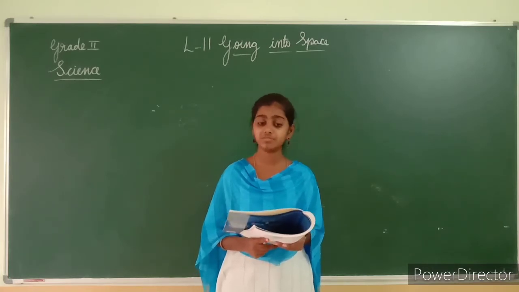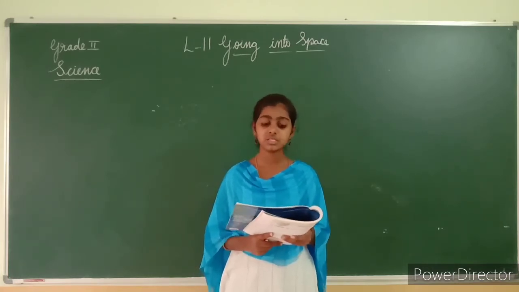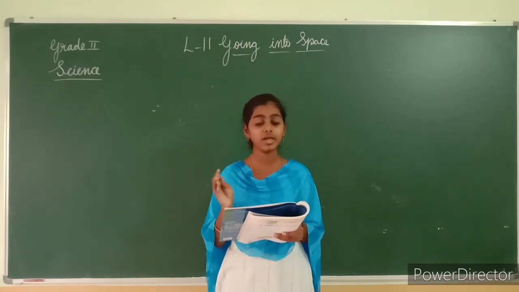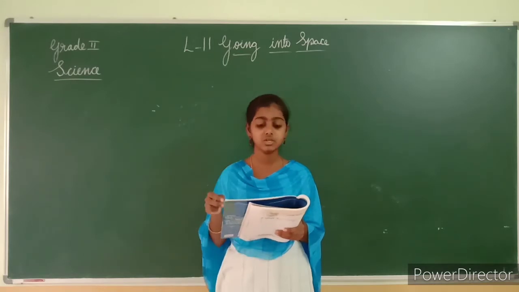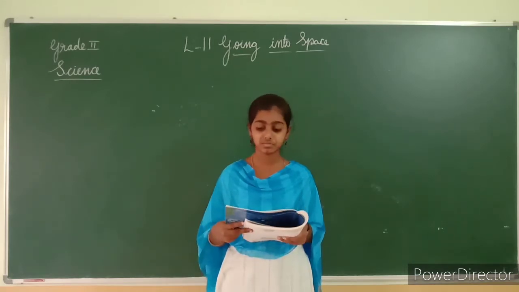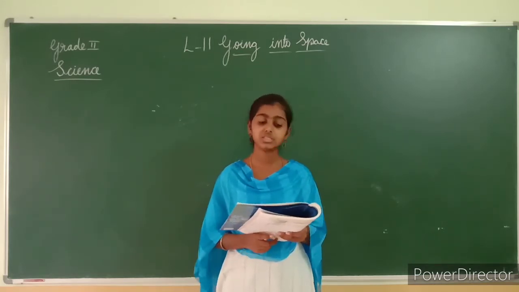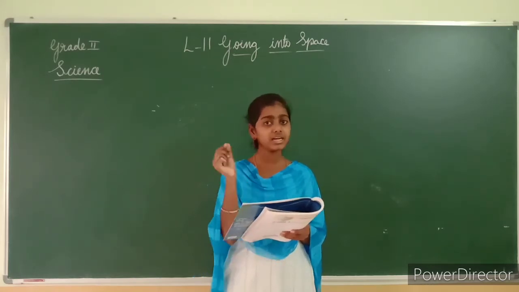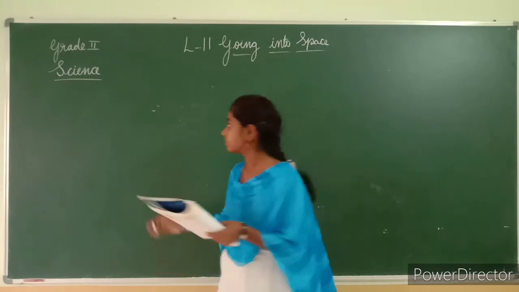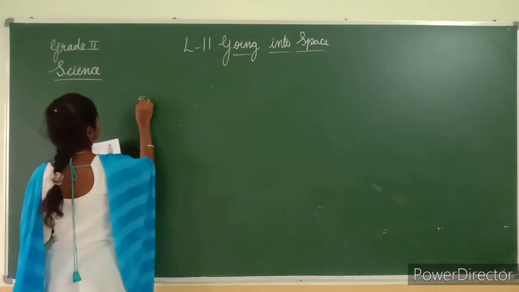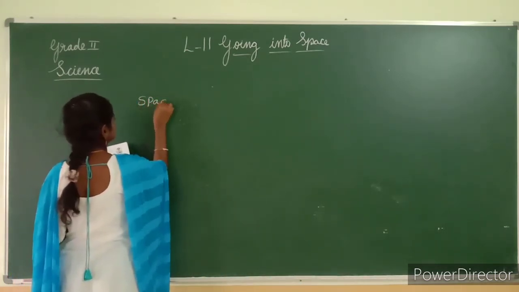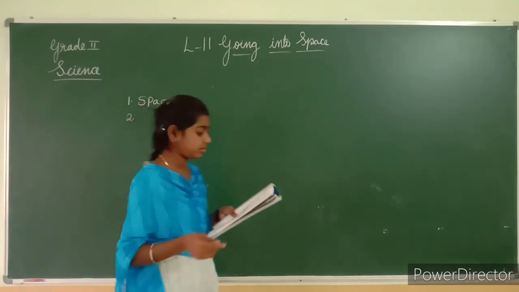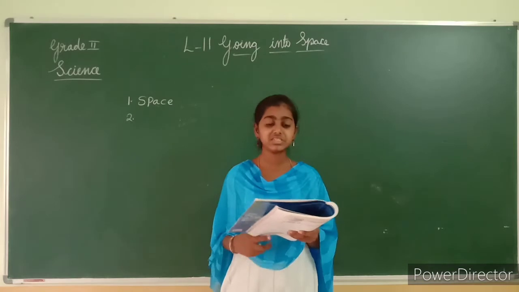What is space? The outer sky is called space. It is just empty space. That means there is no air at the outer sky. So it is called space. Yes. Underline the word space, children. S-P-A-C-E, space. Okay. Next one. Space travel.